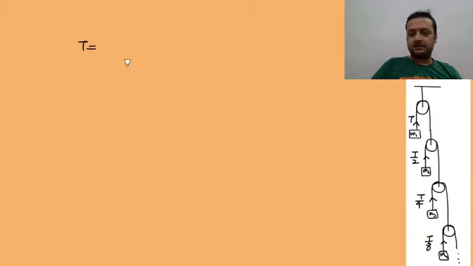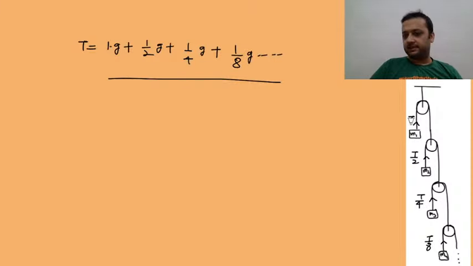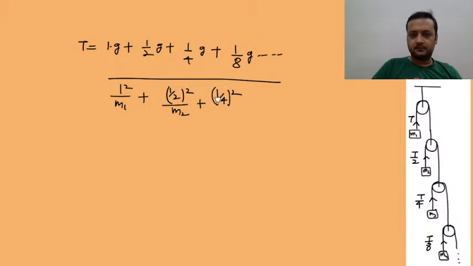So how to find the value of the tension? Again, what is the value of the tension coefficient here? It is 1. So 1 into gravity plus half into gravity plus 1 by 4 into gravity plus 1 by 8 into gravity, and so on and so forth, divided by 1 square by m1 plus half square by m2 plus 1 by 4 square by m3, and so on and so forth. So you can see you have found out the value of the tension in just one shot. It's a very nice question.